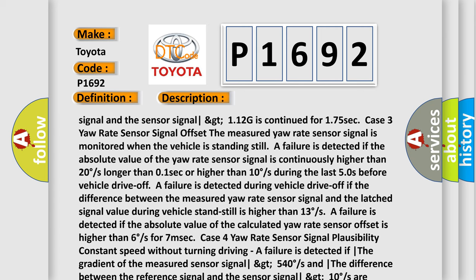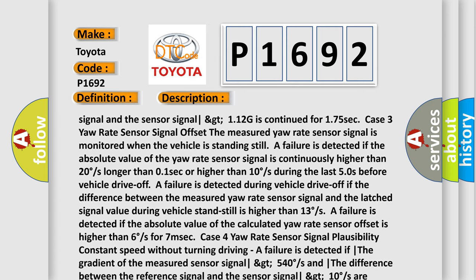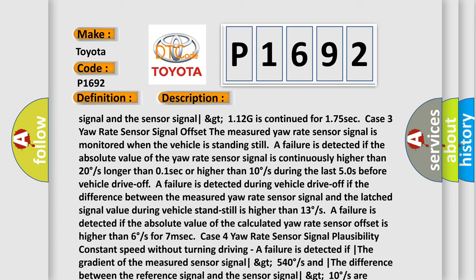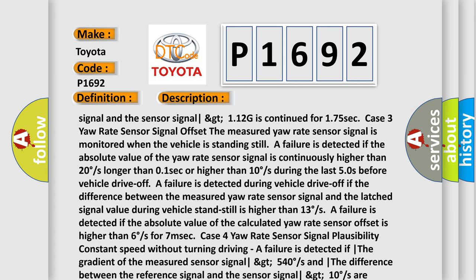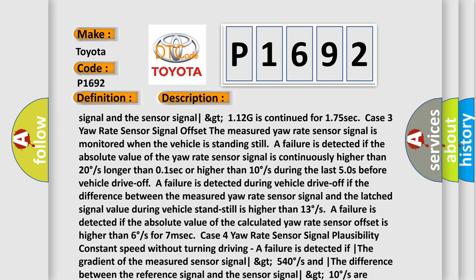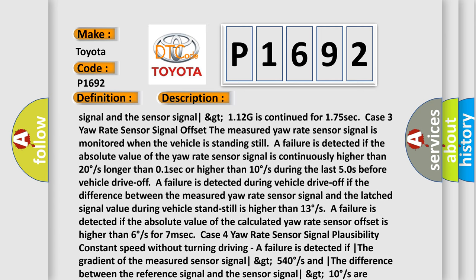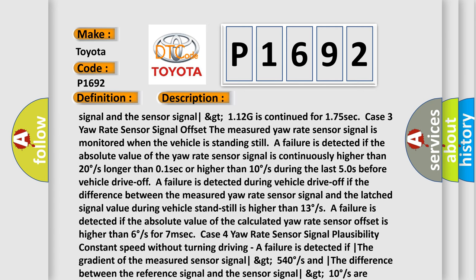Maneuvers with variable speed and steering. A failure is detected if the gradient of the measured sensor signal is greater than 540 degrees per second and the difference between the reference signal and the sensor signal is greater than 53 degrees per second, continued for 0.25 sec. A failure is detected if the gradient of the measured sensor signal is less than 540 degrees per second and the difference between the reference signal and the sensor signal is greater than 53 degrees per second, continued for 1.75 seconds.